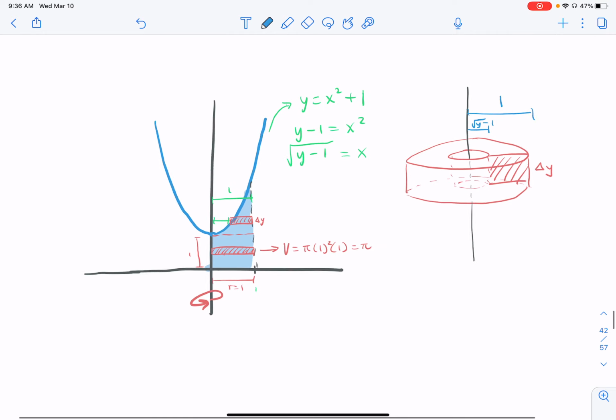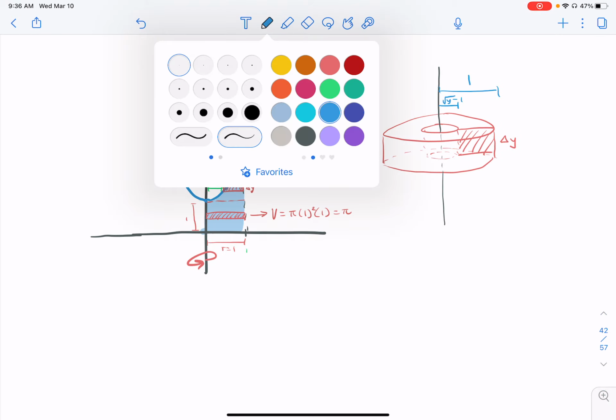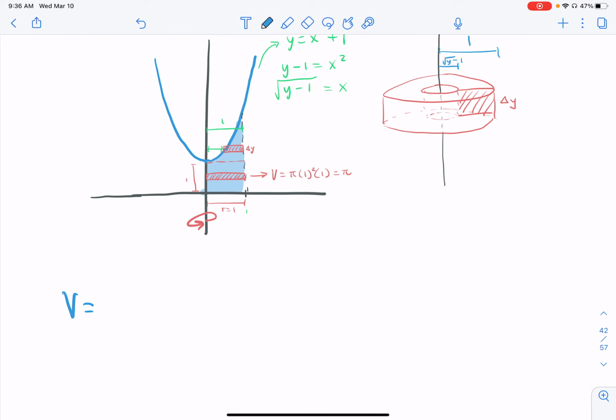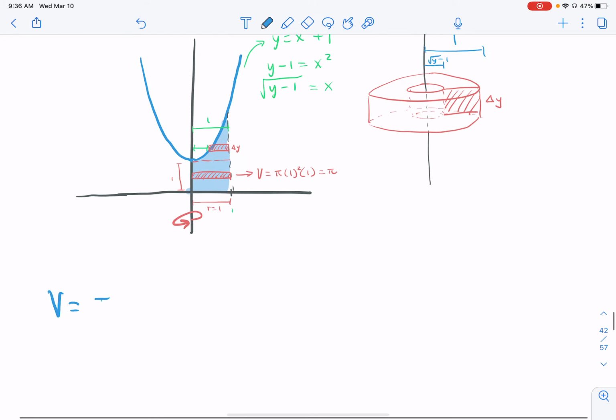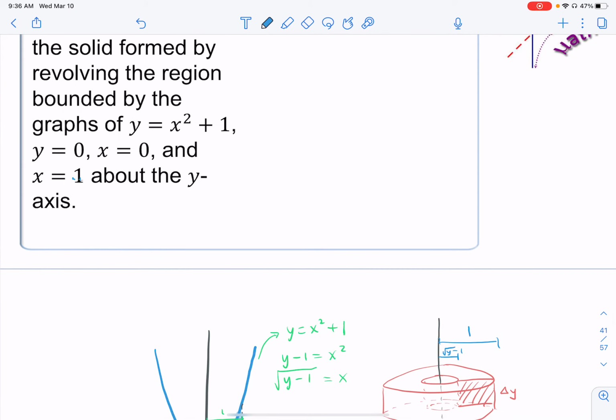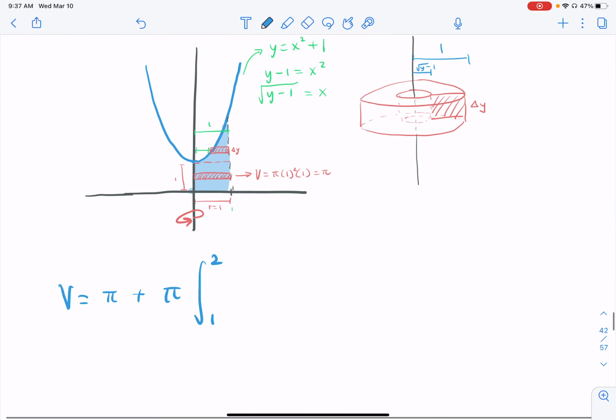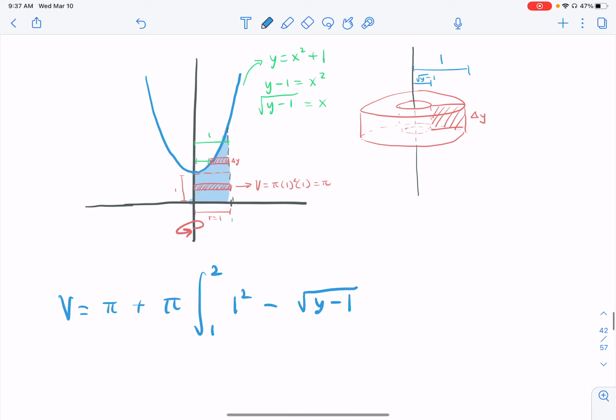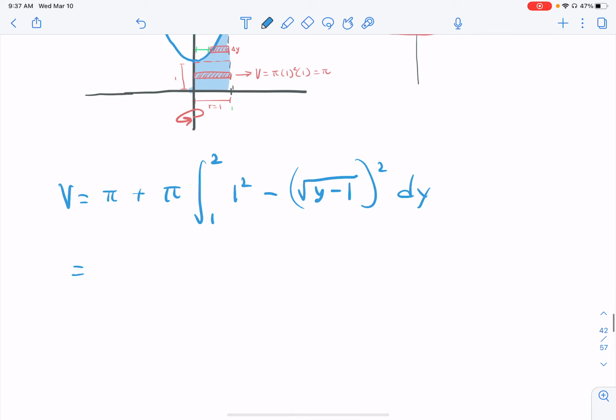All right then, we are ready to find the volume of the washer. So that volume is equal to, let's go ahead and add the pi in right up front here, pi times the definite integral from, I need to go from one to, whatever this number is, I wonder if it's two. How would I find it? I would put x equal to 1 in here, obviously. It would be 2, right? 1 squared plus 1, 2. To 2 of the outer radius squared, so it's 1 squared, minus the inner radius squared, which is the square root of y minus 1 squared, and then dy.